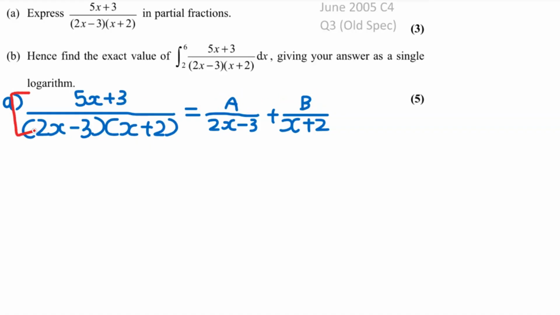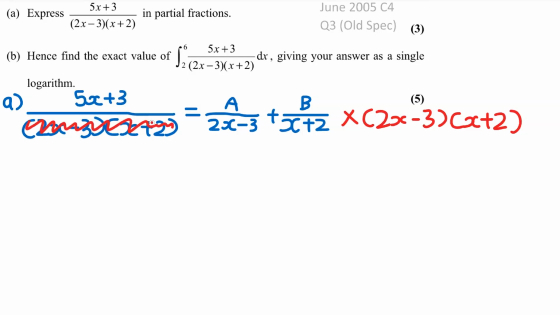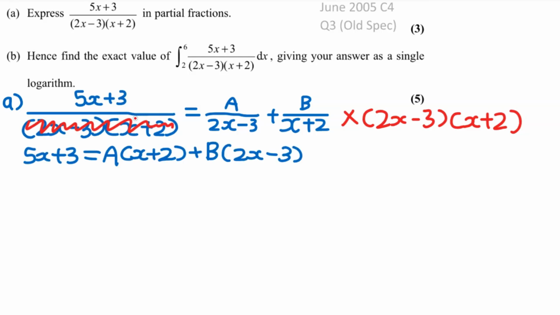So we have this equation here, and what we're first going to do is multiply all the terms in this equation by the denominator. So we're going to multiply all the terms by the two brackets, 2x - 3 and x + 2. If we start with this term, the denominator is just going to cancel out and leave us with the numerator 5x + 3.